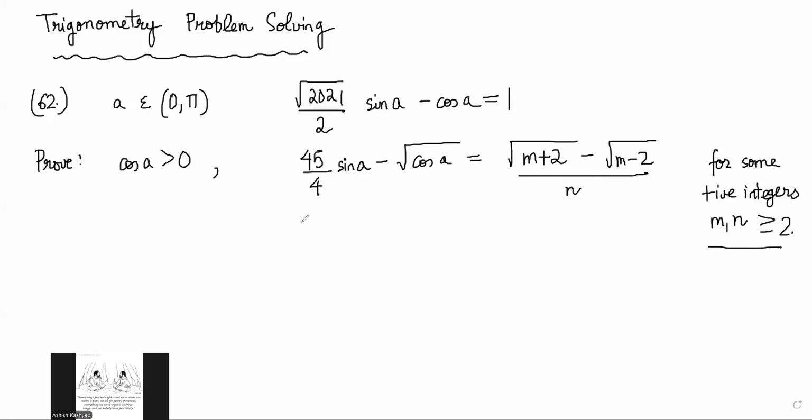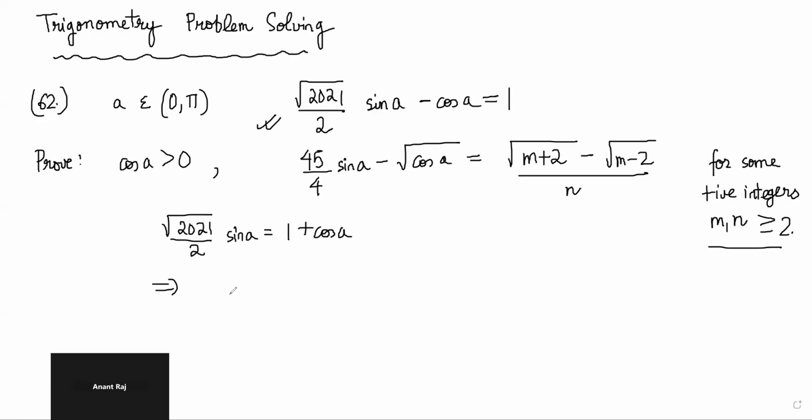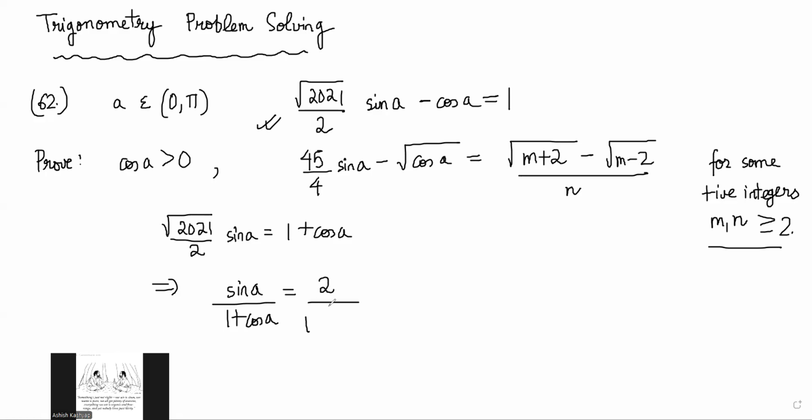Okay, so first of all, the condition that is given, we'll start off from there. You can write this as root over 2021 by 2 sin A is equal to 1 plus cos A, and therefore you can write sin A by 1 plus cos A is equal to 2 over root over 2021, right? And at this step, converting to half angles will be useful.